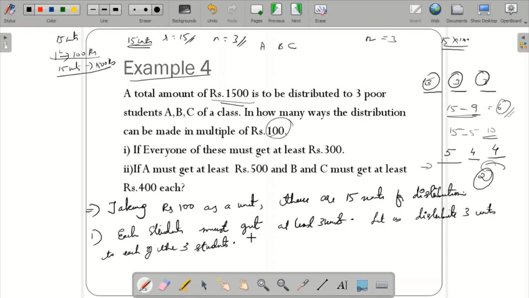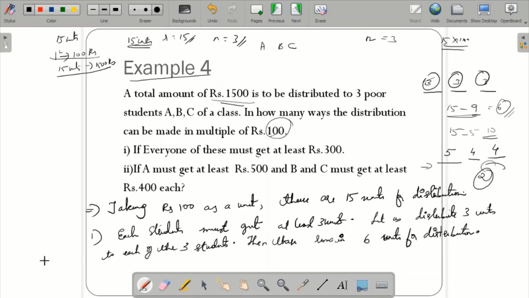Then how many units remain here? 15 minus 3 into 3, that is 9. So then 6 units remain for distribution.